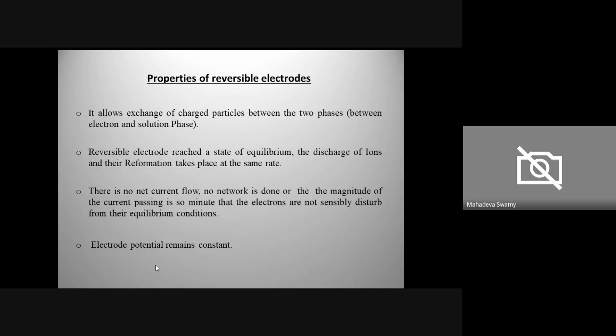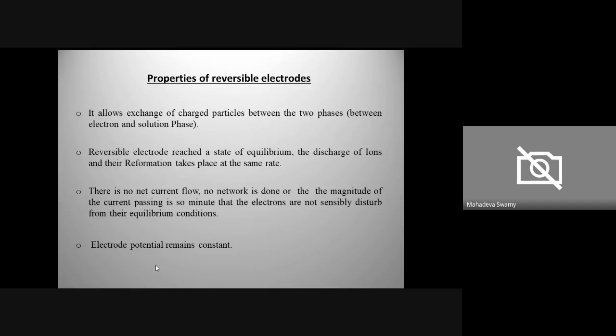What are those two phases? Solution phase and then electrode phase. Then the second one: a reversible electrode reaches a state of equilibrium. The discharge of ions and their reformation takes place at the same rate. So this is the second property obeyed by the reversible electrode.